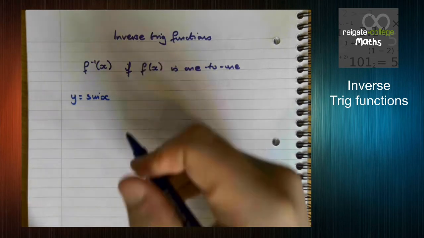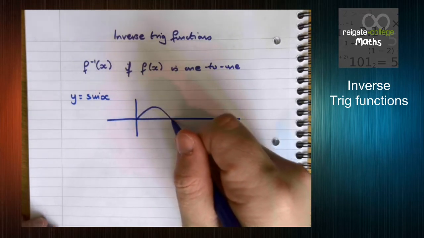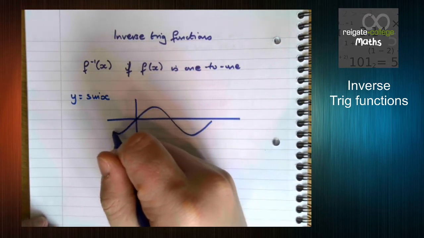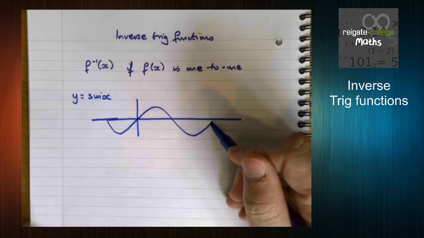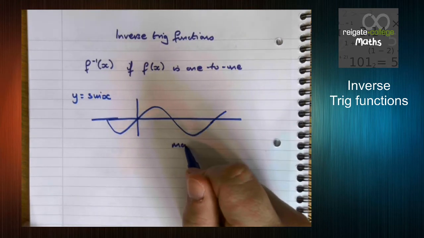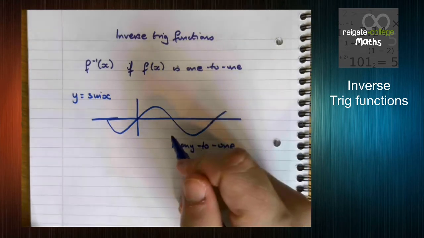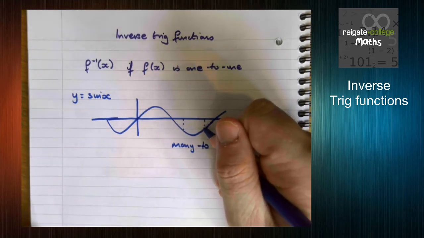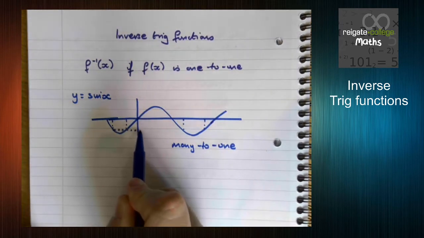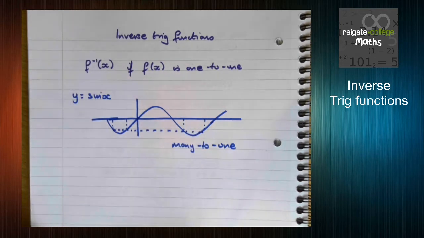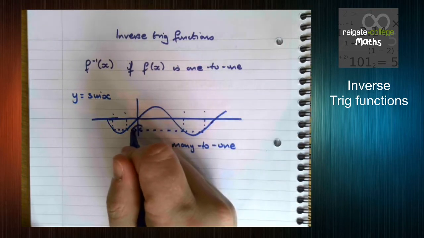Now we know that this graph looks something like this. And some of you may be able to see the problem. This is many to 1, because we have multiple x values which all give the same y value. Many to 1.